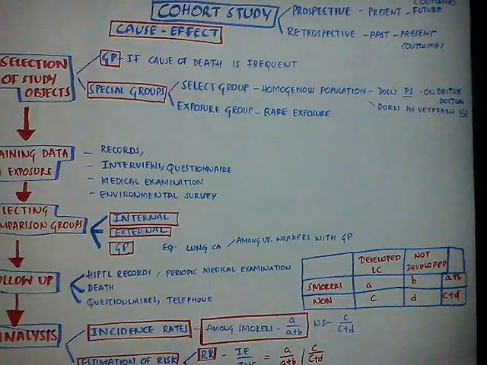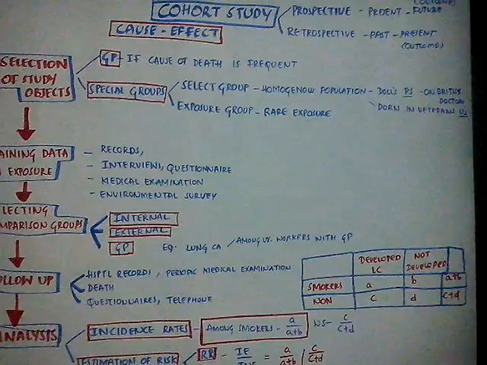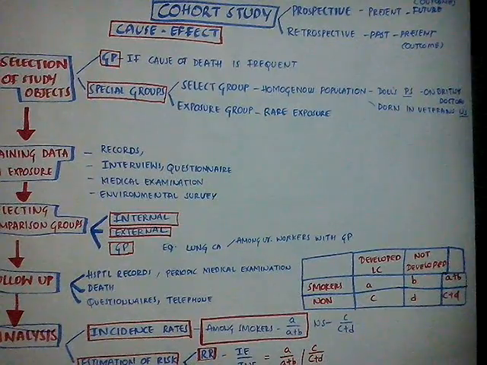Then coming to estimation of risk. Relative risk and attributable risk. Relative risk is incidence among exposed by incidence among non-exposed. A by A plus B, by C by C plus D. It tells about the strength of association between the causative factor and the disease.